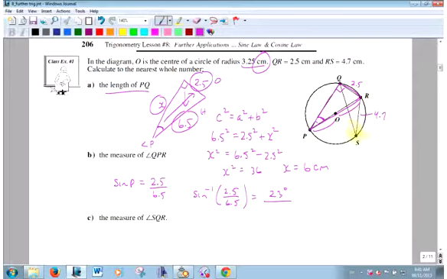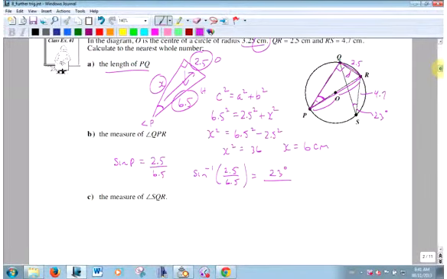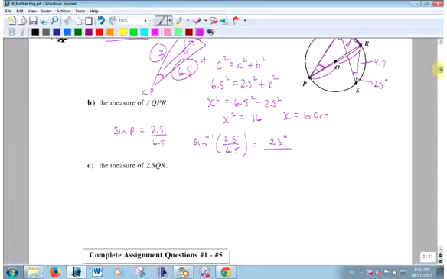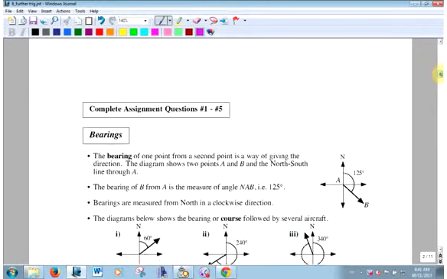Okay, S, Q, R. Well, let's skip that one because that's the same angle as this one, so that's 23, but I'm just going to tell you that, okay? Because I don't know how well we know our circle geometry. That's the angle we're trying to find. Well, let's not worry about that right now.